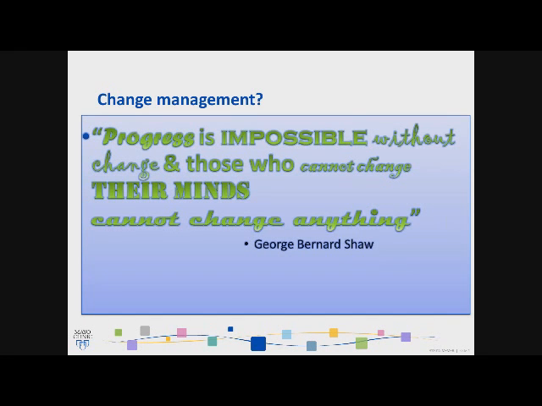What is change management? When we look at change management, what is the heart of change management? So here is a nice little quote by George Bernard Shaw. Progress is impossible without change, and those who cannot change their minds cannot change anything. At the heart of change is changing our minds. And why do we need to change our minds? Well, if we are in the laboratory and we think that everything is as it should be, we can't really advance to the next step.